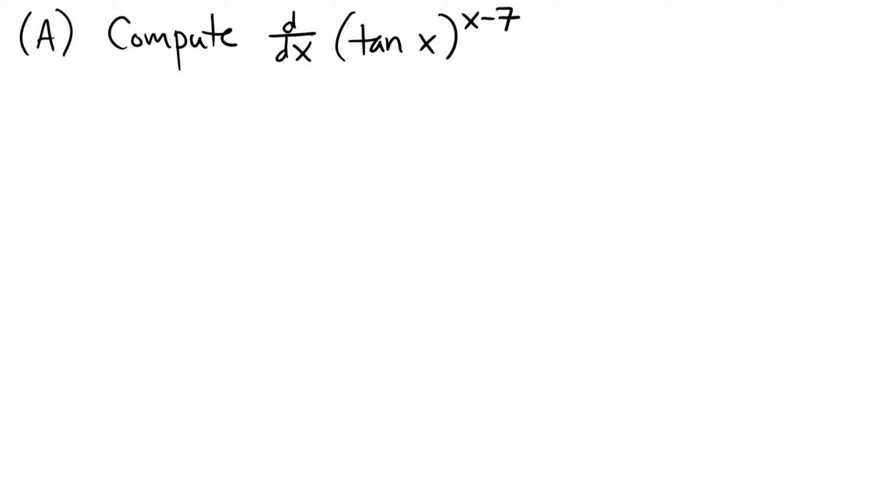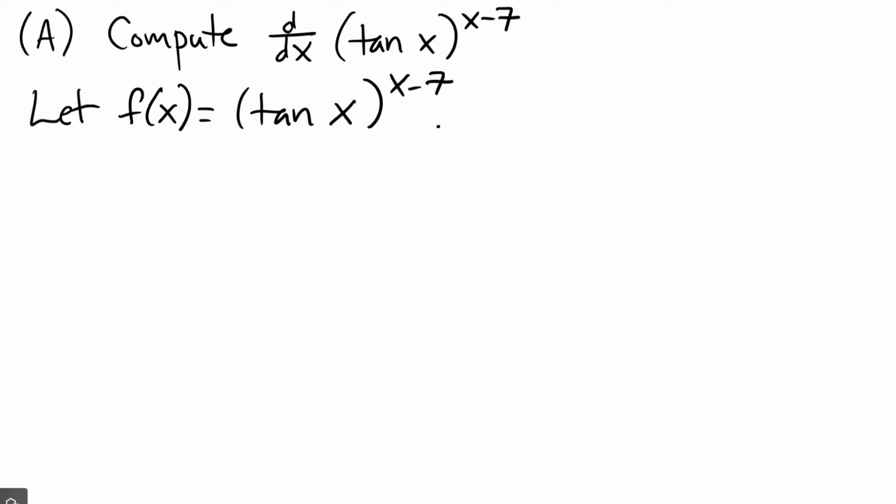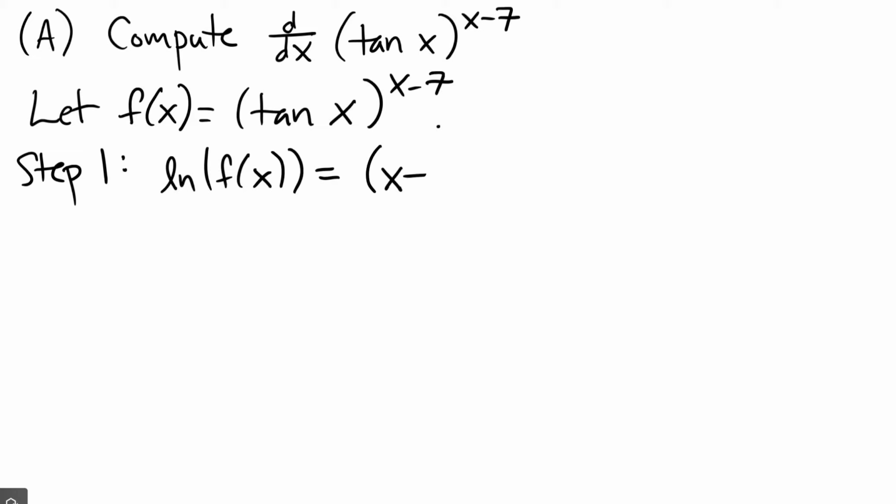And then you might just write down, let f(x) be this thing you want to take the derivative of. Or you might even write down the words logarithmic differentiation. But what I've written here is fine. In step 1, we're going to compute ln f(x). And we know from our log rules that that exponent x minus 7 comes down. And the whole thing, that whole exponent x minus 7, multiplies ln of the base, which is tan x.